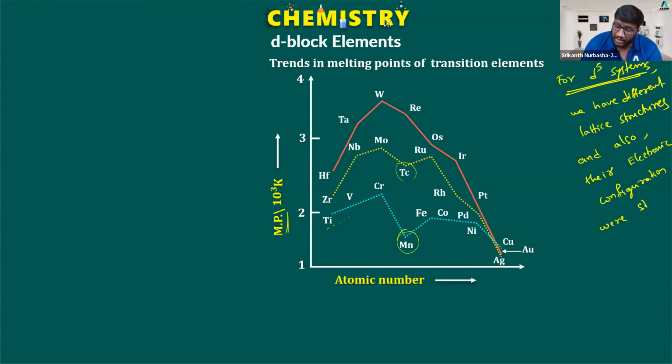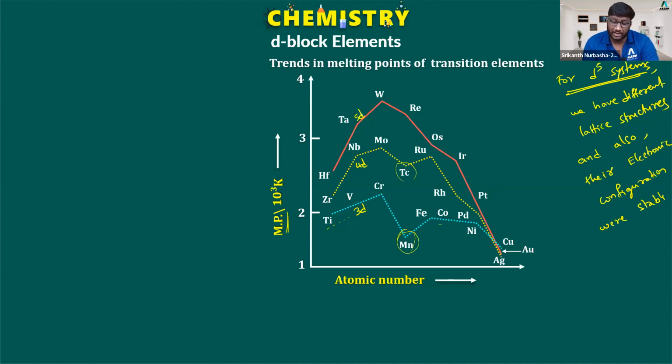As you have an increase in the number of unpaired electrons, you will have an increase in the melting point. For the D5 system, you can see a decrease. After that, again you see an increase in the melting point as the atomic number increases. This is for the 3D series. Similarly, for the 4D series and 5D series we have the same scenario.